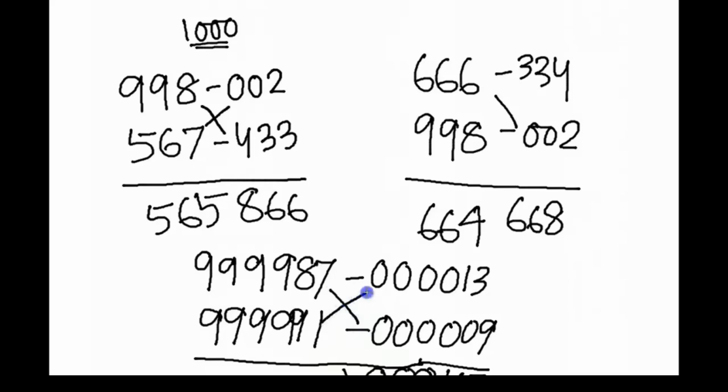Now either you do 999,987 minus 9, or the other way minus. Whatever you do, you will get the result as 999,978. So our answer is 999,978,000,117. I can guarantee you this multiplication on a conventional way will drive you mad, completely mad. And it will take a long time.